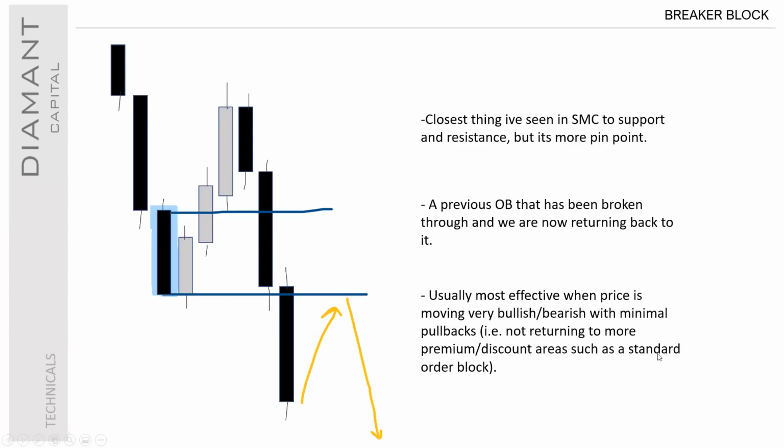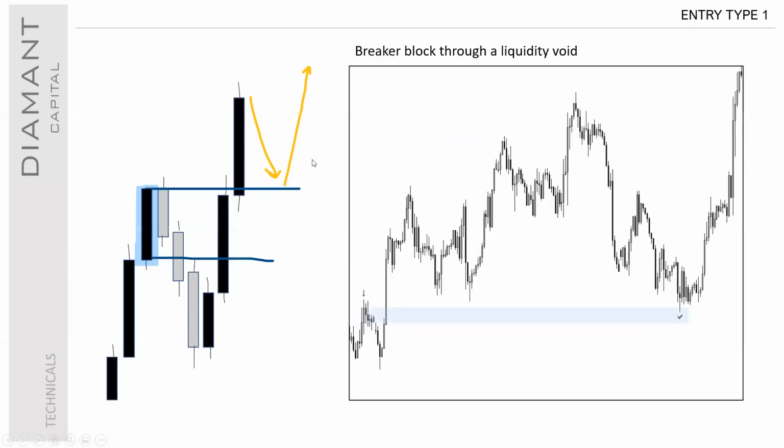Just to not confuse you guys, what that means is when price does not return all the way back up to the premium areas. So if we were entering off this breaker block, you would expect that price is moving very bearish or very bullish, and it's not pulling back all the way to premium or discounted areas. So how do we enter off this? As you can see, it's the same logic. Breaker block, what I would say is through a liquidity void. This is something that I'm going to explain in another video when I'm talking about liquidity voids or imbalances.